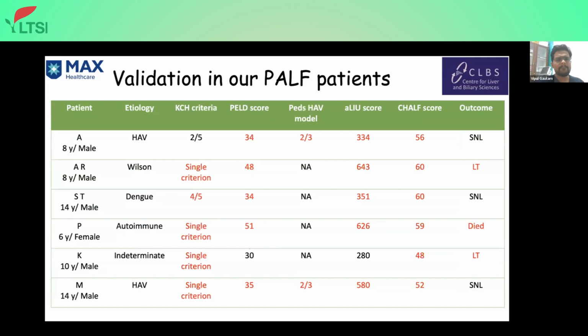Next. So these are some of the patients we dealt with recently, and in these 6 patients, we implemented all the important criteria like KCH, PELD, PEDS HAV model, admission LIU score, CALF score, and as we can see, these are not much reliable. Next. Like in these 3 patients, there was survival with native liver, and they all had poor prognostic markers, and despite that, they survived. We saved them from liver transplant. So do we really need these scores? This question needs to be answered.